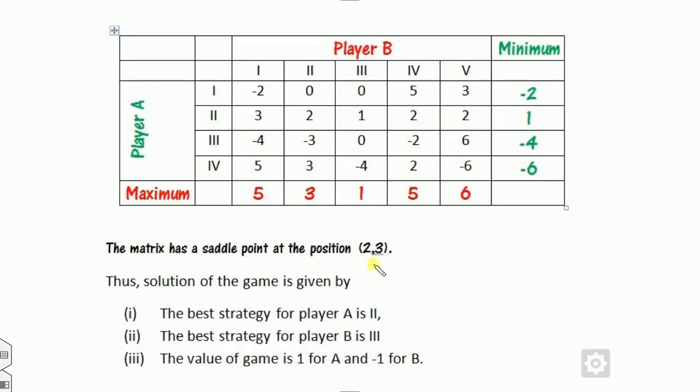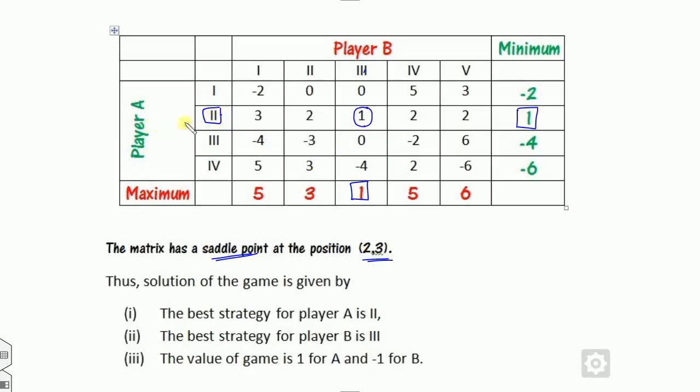So what is the common point here? That's 2, 3. Look at that. So the saddle point exists at the point 2, 3. So what is the best strategy for A? That is the second.